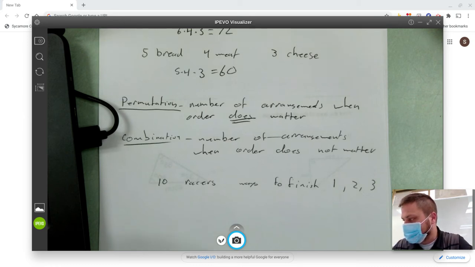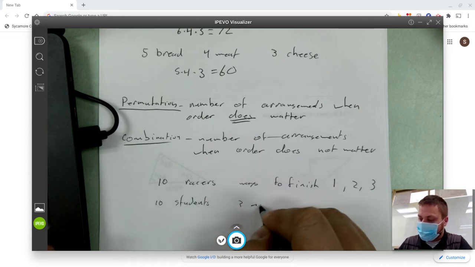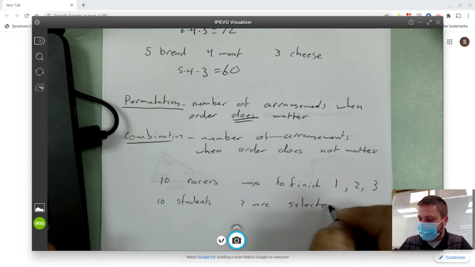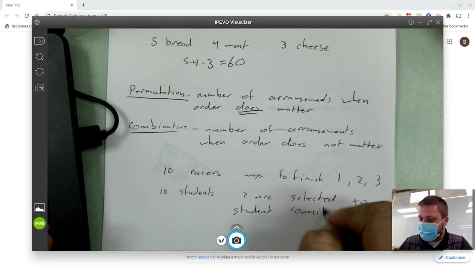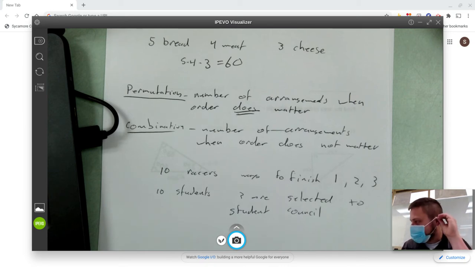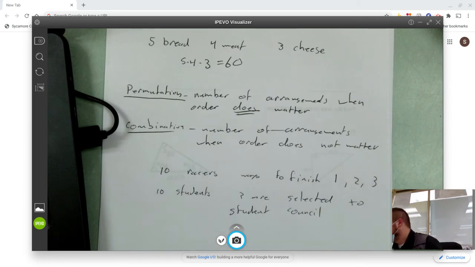Okay, now how does that compare to a combination? A combination might be, let's say there's 10 students and 3 are selected to student council. Okay, the order in which they're selected doesn't matter. It doesn't matter if you were selected first or selected second or selected third. You still made student council. So when you're just trying to select a group, and it does not matter if it comes in first or second or third, then that's a combination. If the order in which they're selected does matter, then it's not. Let's do some examples.